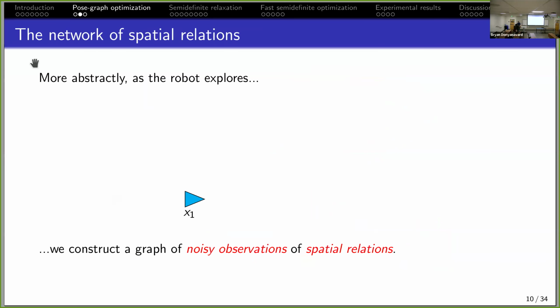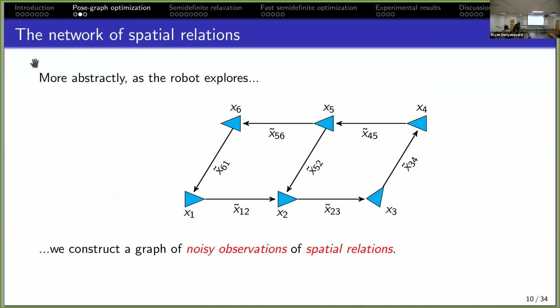So a little bit more abstractly, what this means is that as the robot is driving around, it's building up this network of unknown poses and estimated noisy relative motions between these unknown poses as it's exploring. And so we can imagine organizing all this data into a network of noisy spatial relations that we often call a pose graph in robotics.